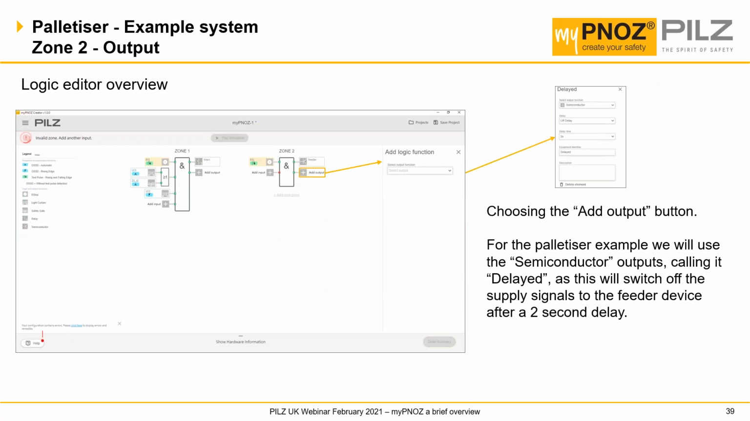I will also add a second output for a delayed signal. So the first signal could be used for, say, a drive stop condition, and the second signal here can be used for a power off signal. For the palletizer example, we'll use a semiconductor output again, but we will delay it and have it as a switch off signal for 2 seconds delay.